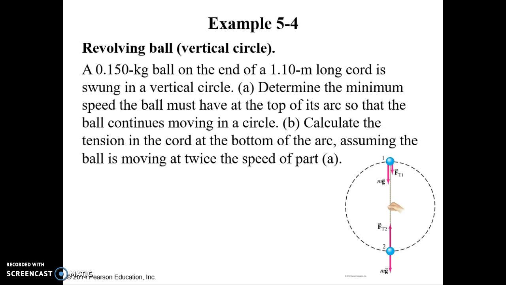Next example. We have a 0.15 kilogram ball on the end of a 1.1 meter long cord which is swung in a vertical circle. For part A, we want to determine the minimum speed that the ball must have at the top of its arc so that the ball continues to move in a circle. Again, for any object moving in a circular motion, we have the sum of the forces in the radial direction equals m a_c.